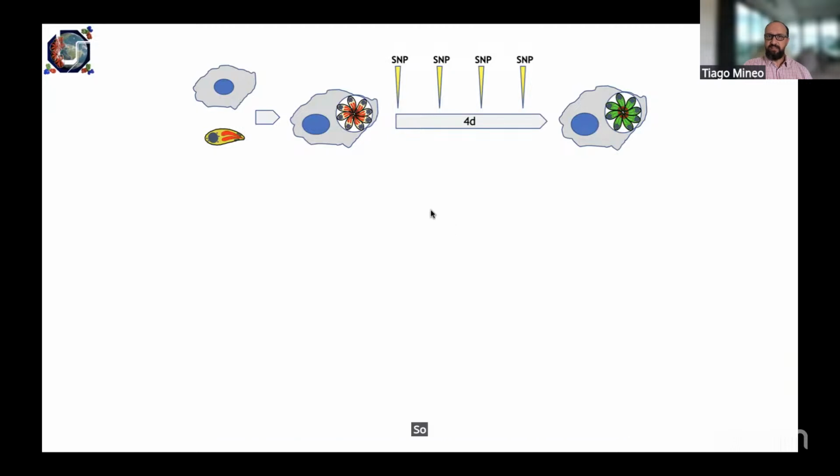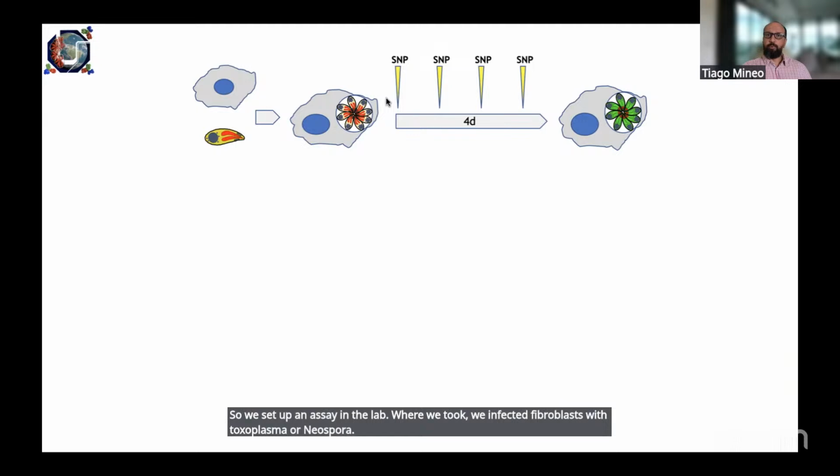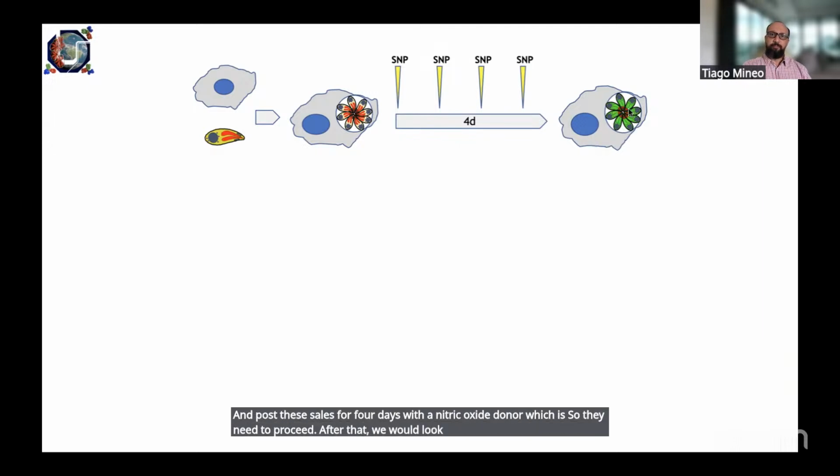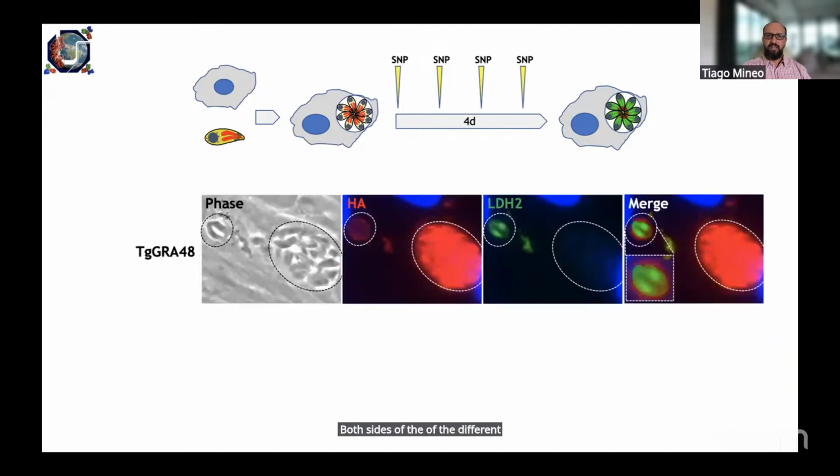So we set up an assay in the lab where we infected fibroblasts with Toxoplasma or Neospora and pulsed these cells for 4 days with a nitric oxide donor, which is sodium nitroprusside. After that, we would look if the parasites turned green, meaning the parasites would go into their latent stage because of the nitric oxide pulse. And we wanted to check if those proteins were also expressed in both of the different stages of the parasites. So when we looked at GRA48, we have 2 vacuoles here.